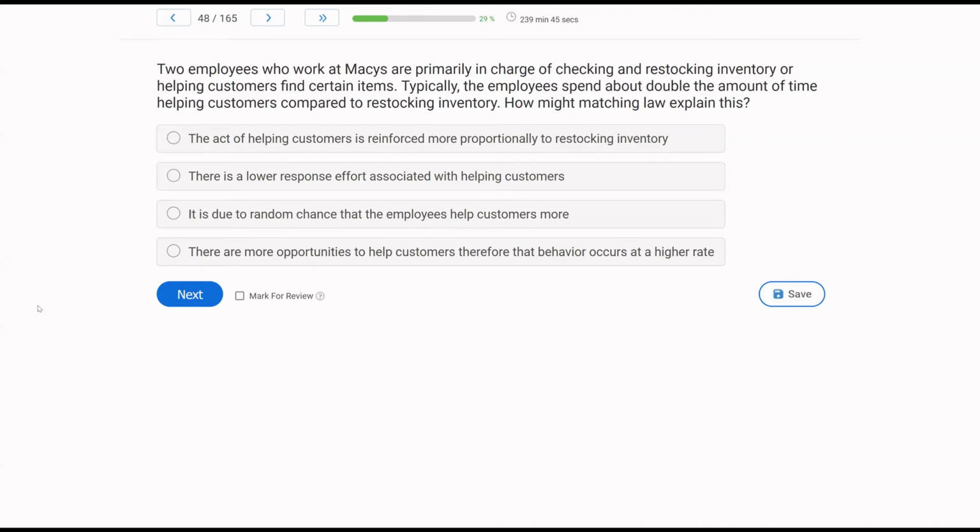Two employees who work at Macy's are primarily in charge of checking and restocking inventory or helping customers find certain items. Typically, the employees spend about double the amount of time helping customers compared to restocking inventory. How might matching law explain this? Now, what does matching law say? Matching law says if I have a behavior and I've got opportunities for reinforcement, my behavior is going to go to where reinforcement is. Now, if this reinforcement is delivered twice as much as this reinforcement, my behavior is likely to happen twice as much here.